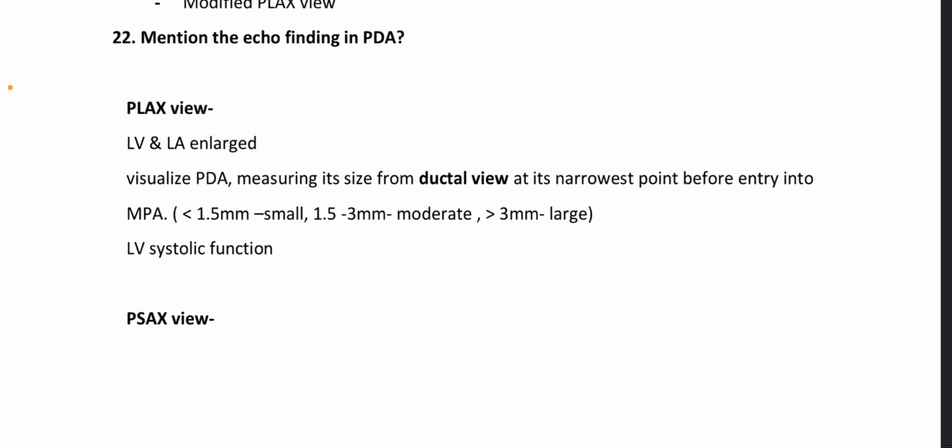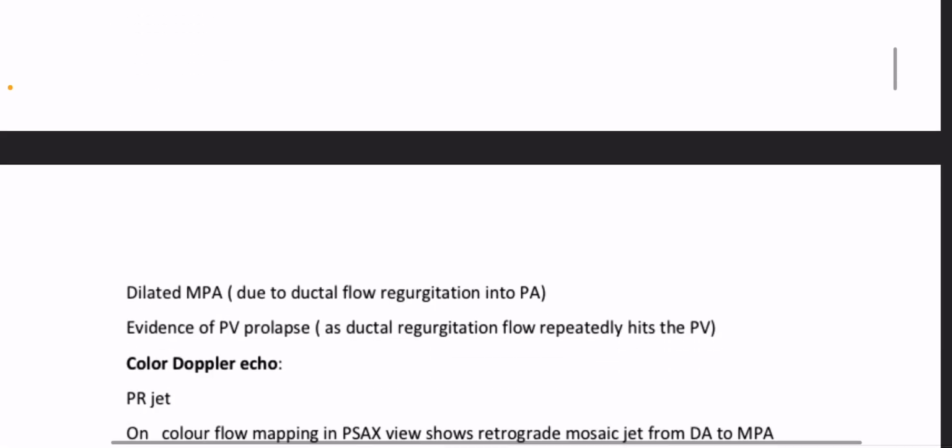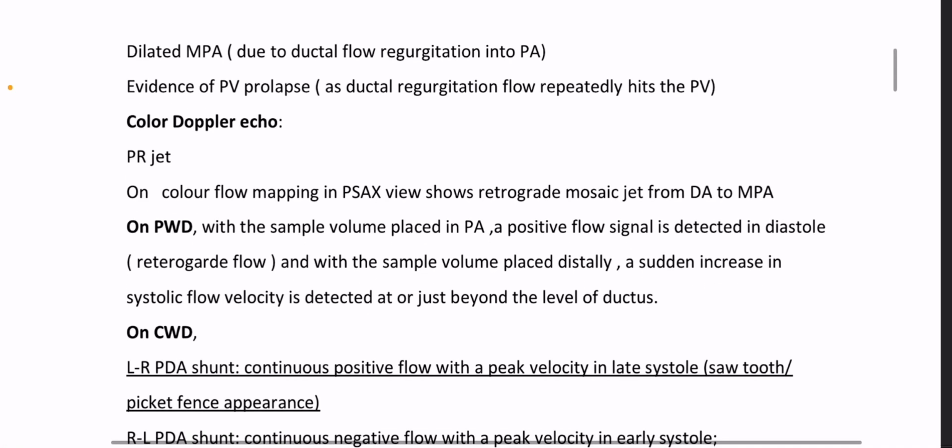Mention the echo findings in PDA. In apical view, LV and LA enlarged. Visualize PDA, measuring its size from ductal view at its narrowest point before entry into a major pulmonary artery. Less than 1.5 mm small, 1.5 to 3 mm moderate, more than 3 mm large. LV systolic function. Parasternal short axis view reveals dilated major pulmonary artery due to ductal flow regurgitation into pulmonary artery. Evidence of pulmonary valve prolapse as ductal regurgitation flow repeatedly hits the pulmonary valve.